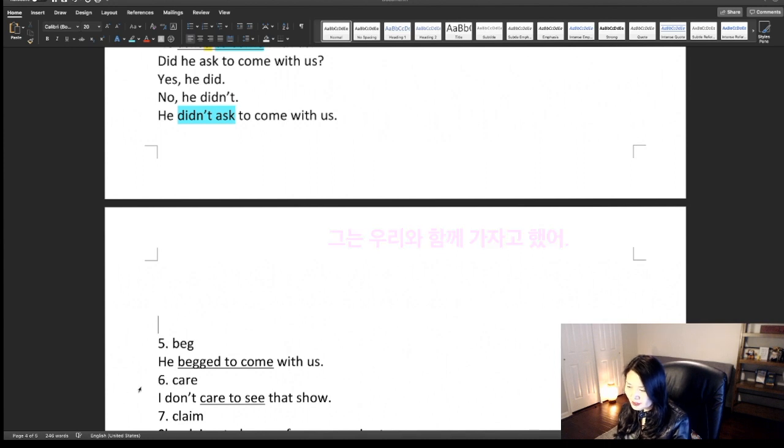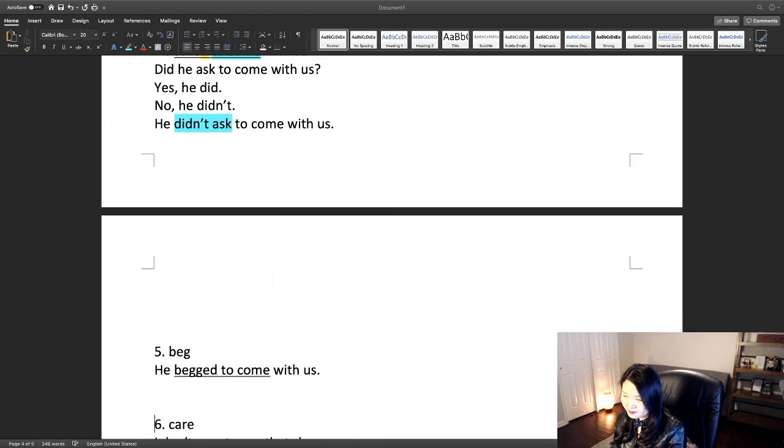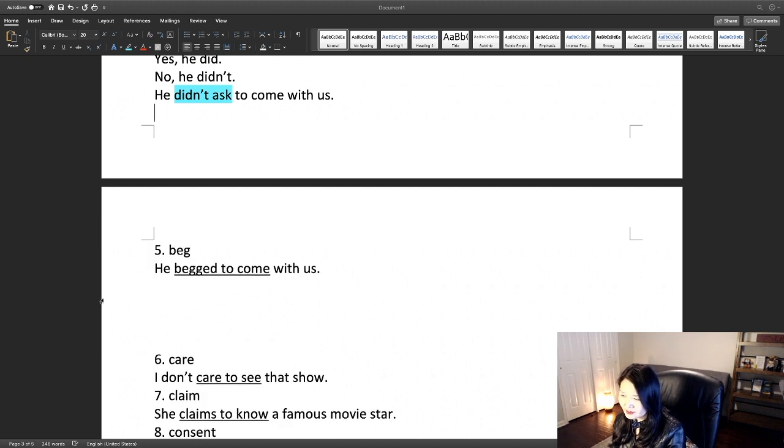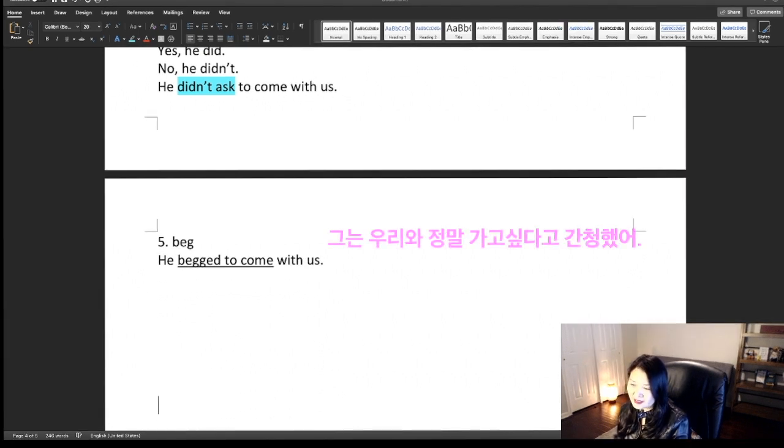So next one is beg. He begged to come with us. That means that, oh, can I go with you guys? He's begging. Oh, can I go with you guys? It's like he really wanted to come with us, right? So he begged to come with us.